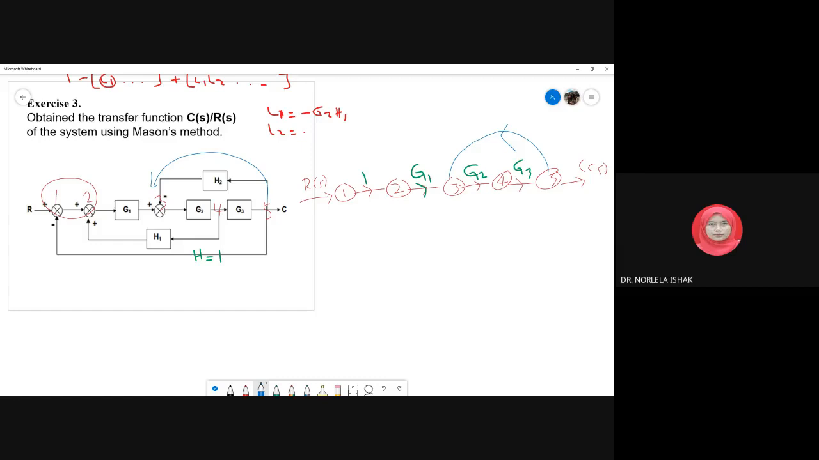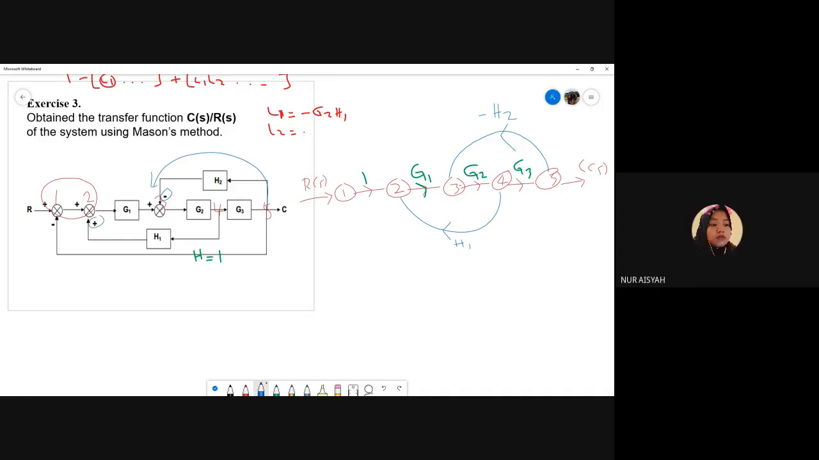And then how about the label? Negative H2, because it's negative here. How about the H1? H1 goes from 4 to 2. And then the label is H1 only, because H1 is positive.